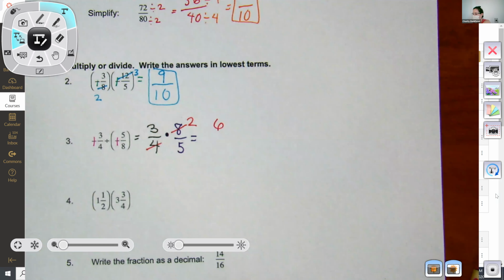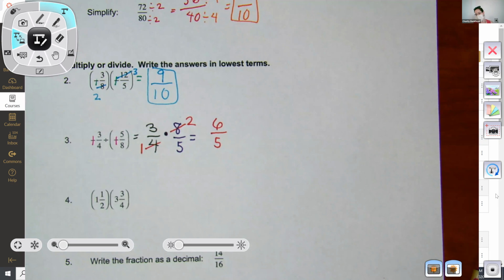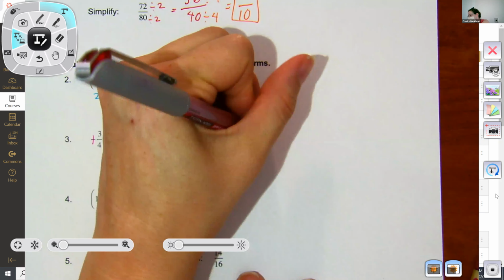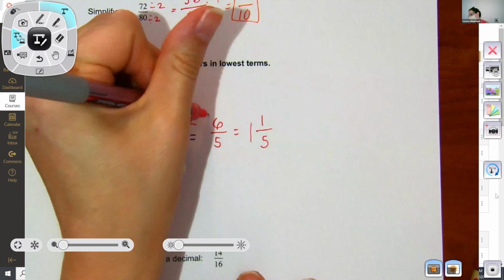Now that is an improper fraction. Personally, I'm quite comfortable with improper fractions, but you have to pay attention when you're doing your homework to what the instructions say. That is considered a simplified fraction, but if it says that you need to enter your answer as a mixed number, then we could do that. 5 goes into 6 one time with 1 left over. So it's 1 1/5. Either one of those answers is acceptable.